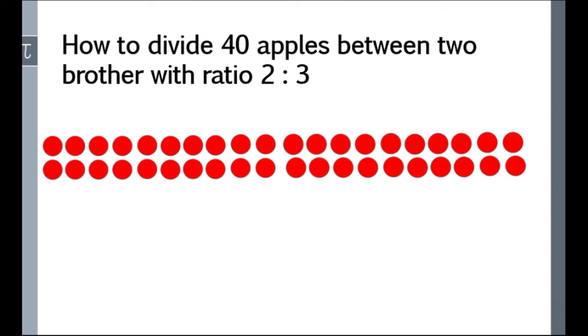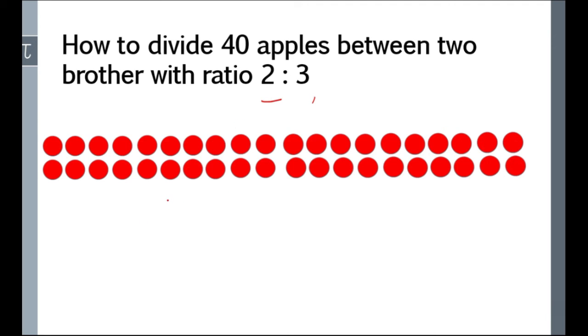So how to divide 40 apples between 2 brothers with the ratio 2 is to 3. I always explain that math is not different. Math is all over in our life, whether we are playing something, calculating something, or buying something. So math is in our life everywhere. So how to divide 40 apples between 2 brothers with the ratio 2 is to 3? हमें 40 apples को divide करना है 2 brothers में 2 is to 3 की ratio में.